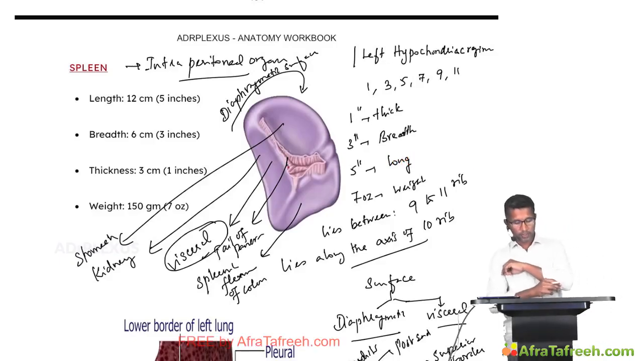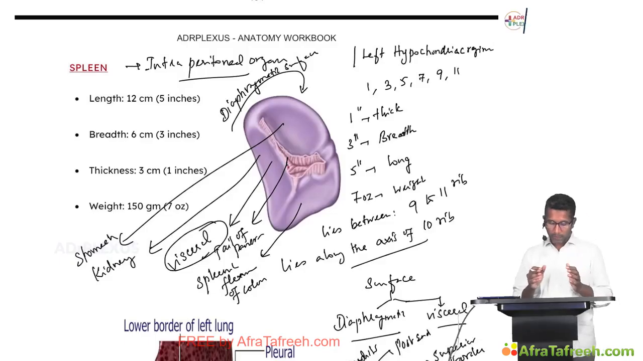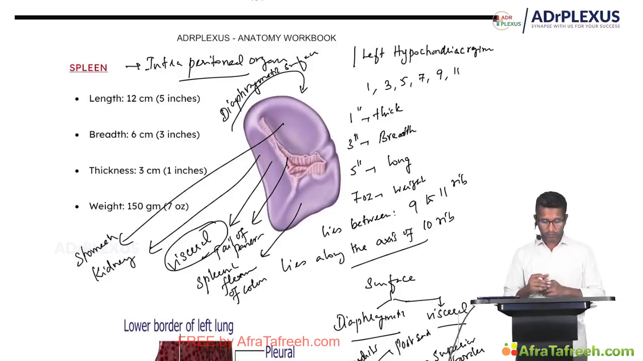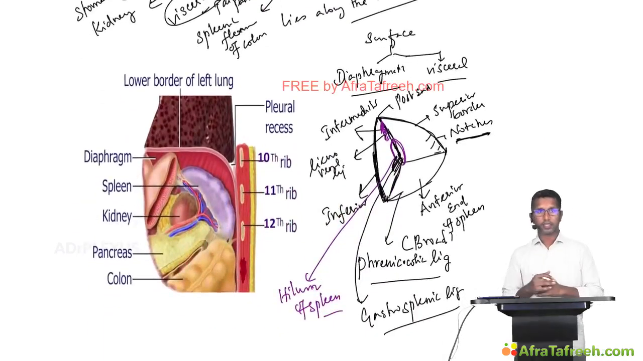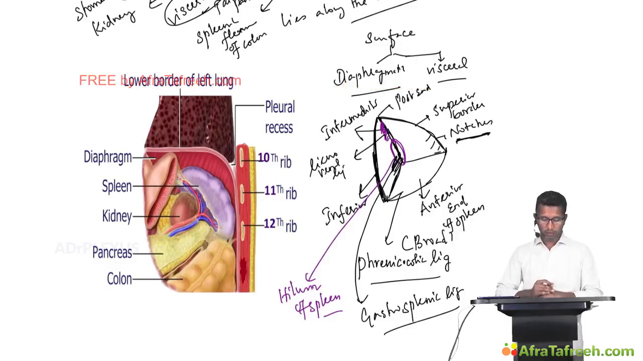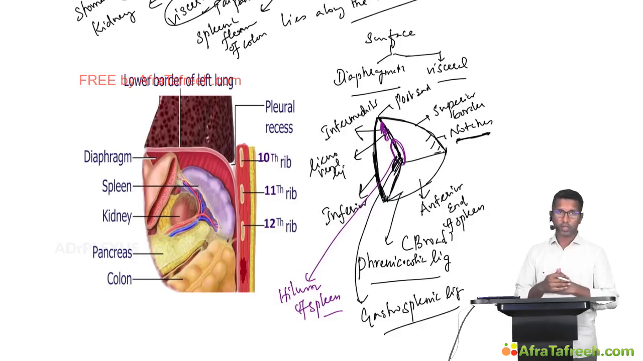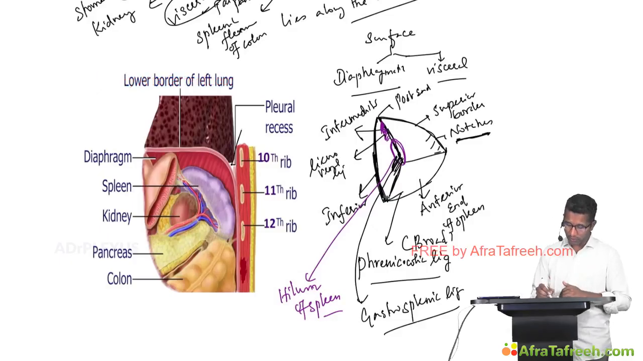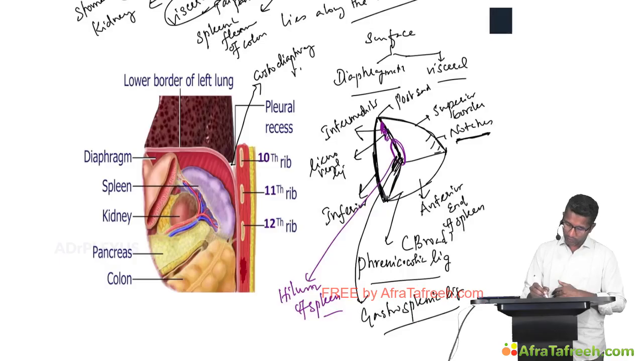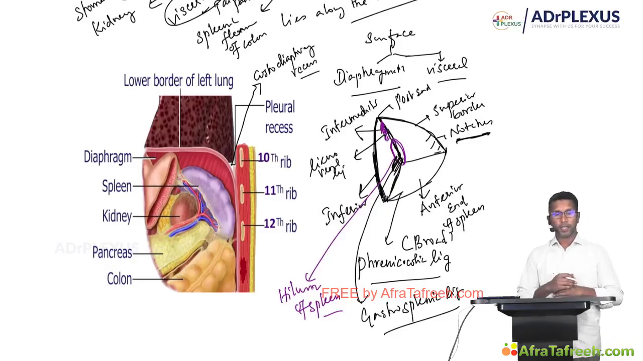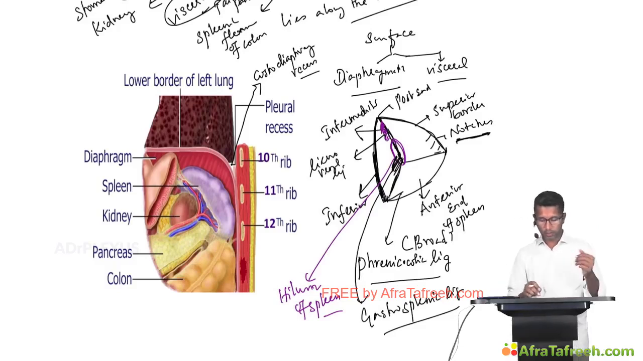For the spleen, it is related to the stomach, kidney, splenic flexure of the colon, and the tail of the pancreas. On the lateral side, it is related to the pleura. There is a recess there, and that recess is called the costodiaphragmatic recess. So what you see here is the costodiaphragmatic recess, which is related to the spleen, outside the diaphragm. So these are all the important things which are related to the spleen.